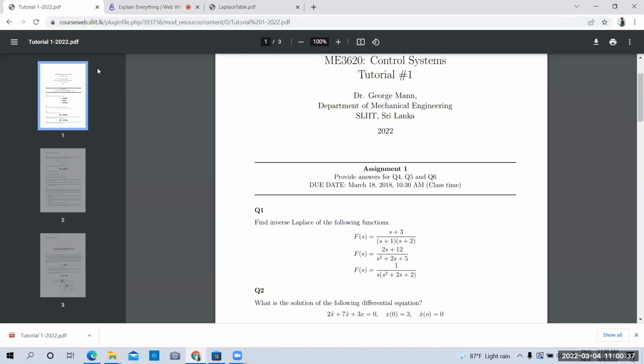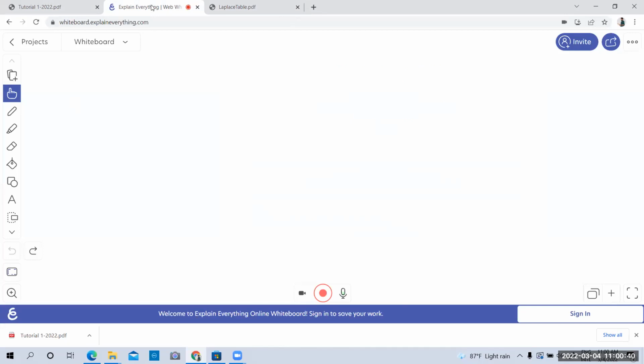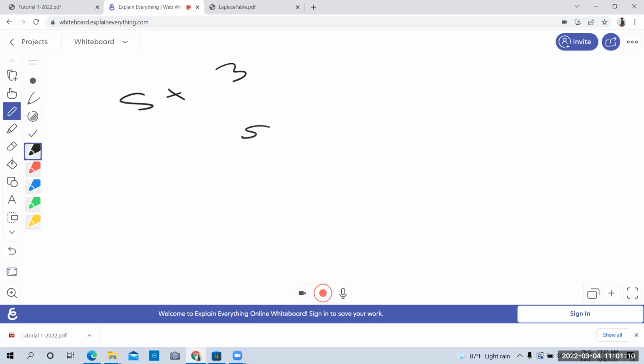So we have been given this. Any idea how to solve this? How can we proceed? Actually, there are two methods to solve this. So, yeah, I'll just go to the whiteboard.